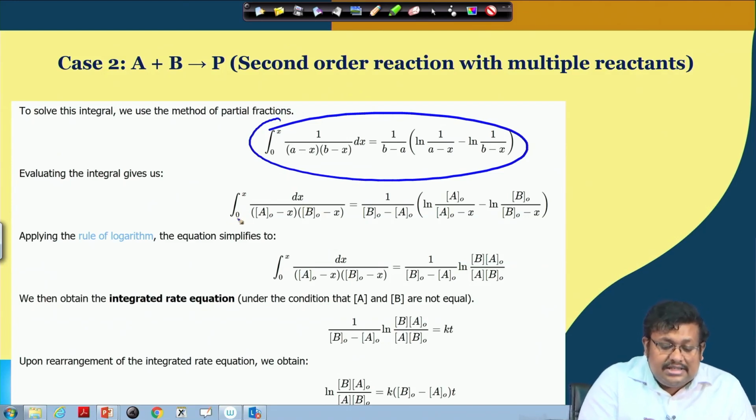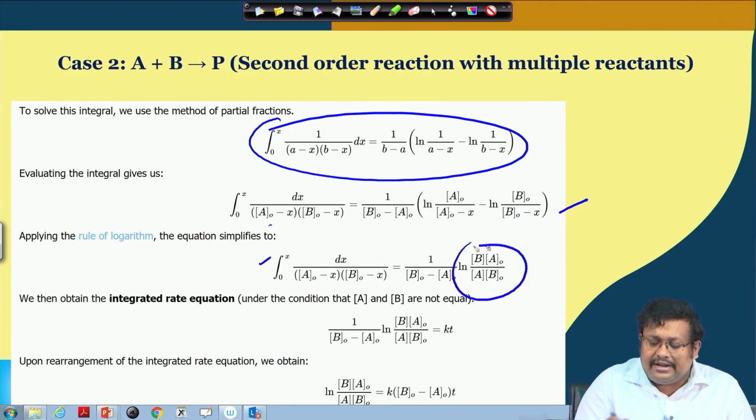which is the integration from 0 to x of dx by (initial concentration minus reacted concentration) into (initial concentration of B minus reacted concentration), equal to 1 by B minus A, that is B0 minus A0, and then taking this logarithmic form. Now, applying the natural logarithm, this equation can be simplified to this equation. So, the left hand side will remain as such, however, in the right hand side this logarithmic form will be simplified to this.